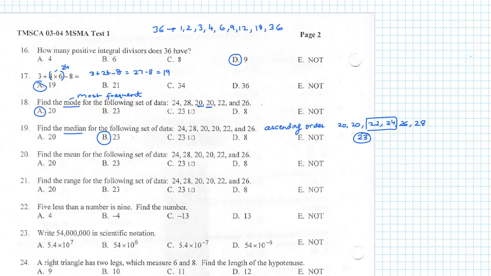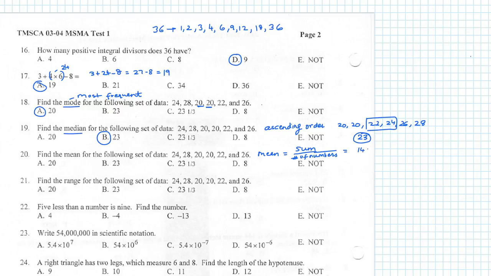Question 20, find the mean for the following set of data. So mean is nothing but the sum of the numbers divided by the number of numbers that we are adding, right? So in this case, we need to take the sum of these 6 numbers. So if we add 24 plus 28, we get 52. 52 plus 20 is 72. 72 plus 20 is 92. And 92 plus 22 is 114. And 114 plus 26 is 140.